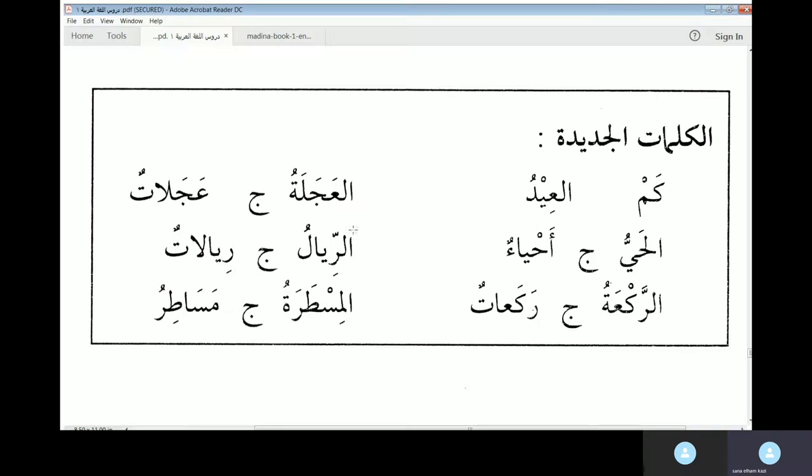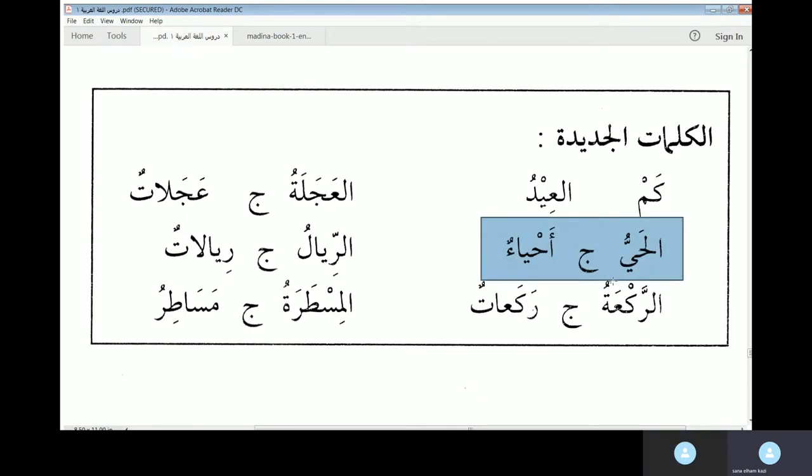Kalimatul Jadida. Kam, how many? Al Eidu is the festival. Al Ajalatu, plural Ajalatun. Ajalatu is the wheel. Al Hayyu is city district, neighborhood. Plural is Ahya.